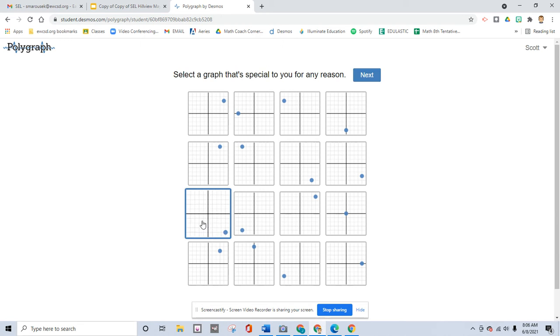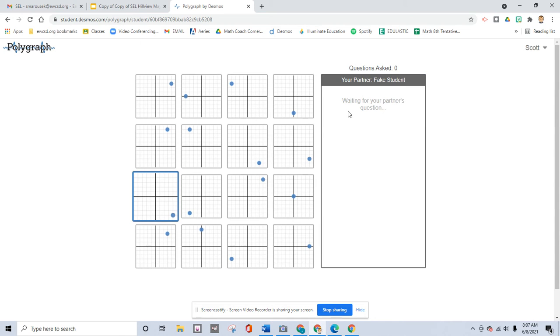All right. And I want to be clear on, guys, quadrants go quadrant 1, 2, 3, 4. And that's going to be a good question for you to ask. Quadrants 1, 2, 3, 4. All right. I'm going to select a graph that's special to you for any reason. Go next. Now it says waiting for your partner's question.